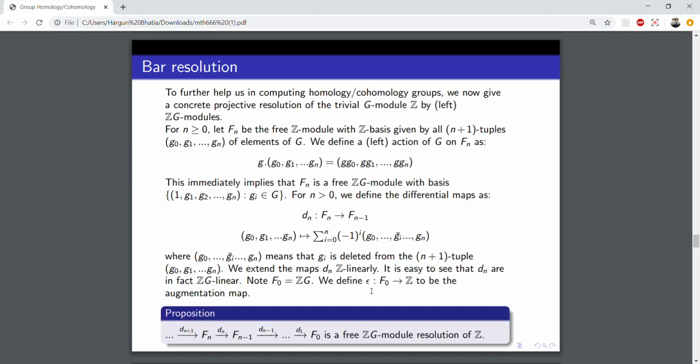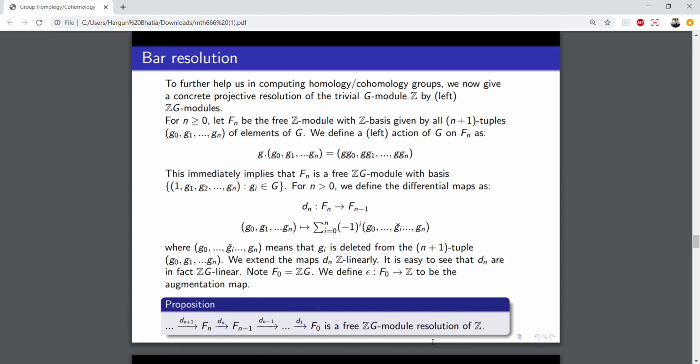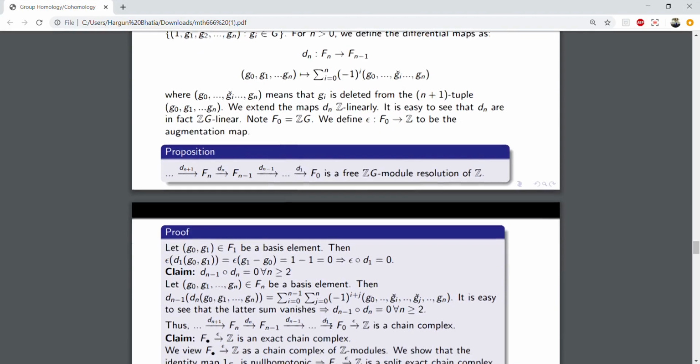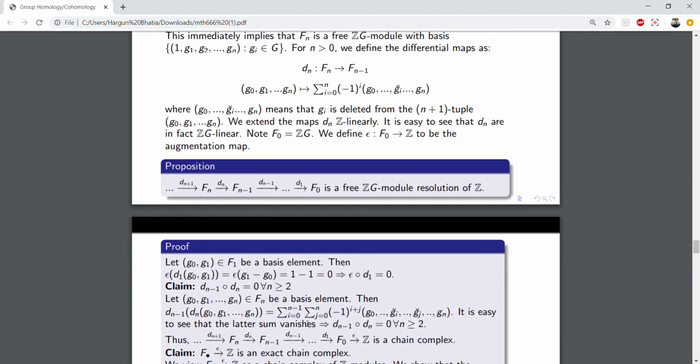So this becomes, we have to show it's a chain complex at this point. We claim that in fact this is a free resolution of Z. To show it's a free resolution, we have shown that these are free ZG modules. All we need to show is that they form a chain complex, that D composed with D is 0, and that it's exact. Let's first show that D composed with D is 0.